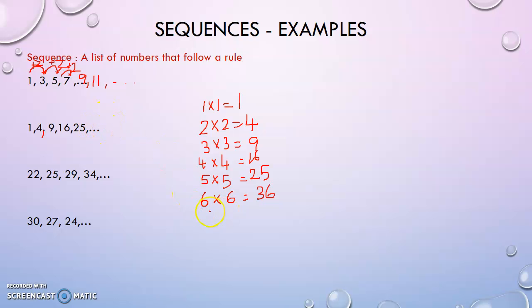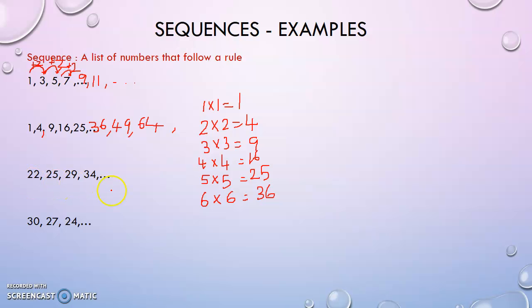The number we get by finding the square of a number is the next number in the list. So the next number in the list is 36. After that, 7 square, 7 into 7 is 49. So the next number is 49. Next, 8 8s are 64. The list continues. So the rule to find a number in the list is that we have to square the numbers.